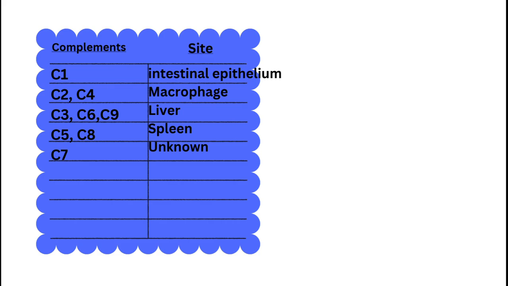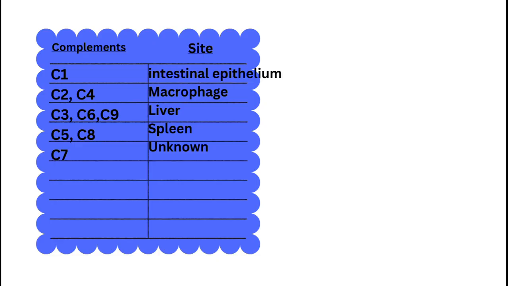Now let's move to this. These are the complements, and these are the sites where they are present and actually work. It's about biosynthesis. In case of C1, it's in the intestinal epithelium, and C2 and C4, the 2 multiples, are present in the macrophages. C3, C6, and C9 are in the liver, and C5, C6, C8 are in the spleen, and C7 is not known.